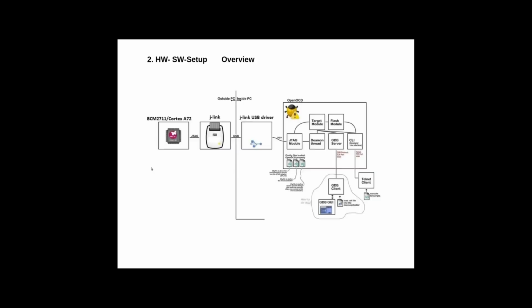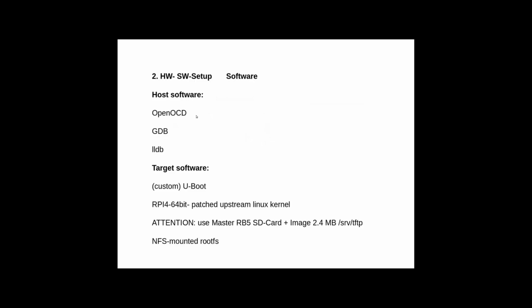This is my setup. I have a Raspberry Pi 4, and I use a J-Link as a JTAG debugger. We go over to OpenOCD and connect with GDB versus lldb to the OpenOCD GDB server. The software I'm using is all free software. It's OpenOCD, it's GDB and lldb for the host platform.